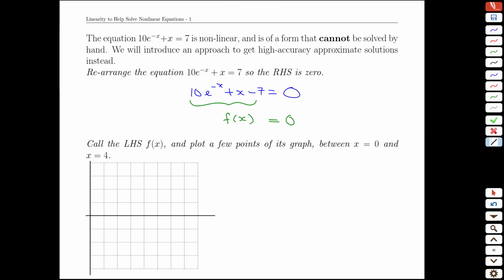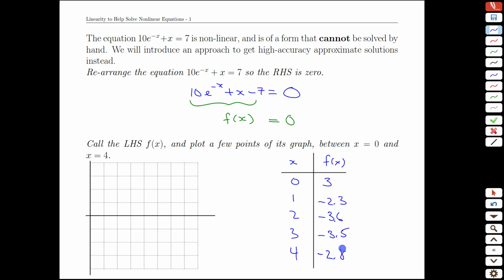If we try to draw this graph, we should be able to identify at least roughly where we might find a solution. For instance, looking at the x values between 0 and 4, if we grab our calculator and plug in the numbers, when x equals 0, we actually get 10 minus 7 is an exact 3. When we plug in 1, it's not going to be quite as nice. If we just round for the purposes of sketching, we're going to get a value of around negative 2.3, then minus 3.6, and minus 3.5, and then minus 2.8.